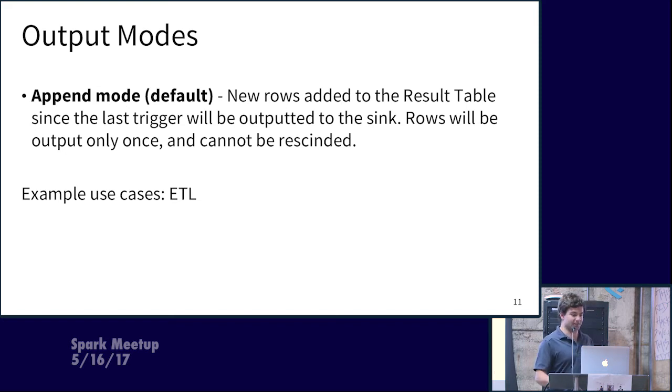The thing here is that since rows will be output only once, they cannot be rescinded, which means once you output this result here, we cannot change it ever again. Append output mode basically says that your result is complete, it's true, and it can't change ever again.